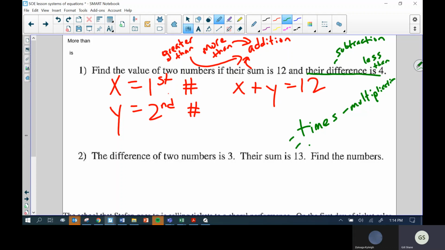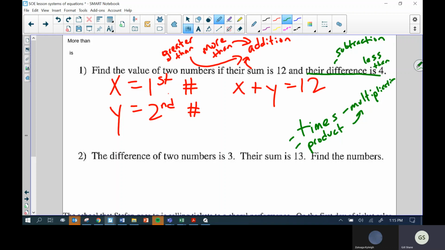Or if you see the word product, the answer to a multiplication problem is the product. So that's also multiplication. You need to write all those down. When you read word problems that deal with comparing two numbers or more than two numbers, those give you the math you need to plug in.